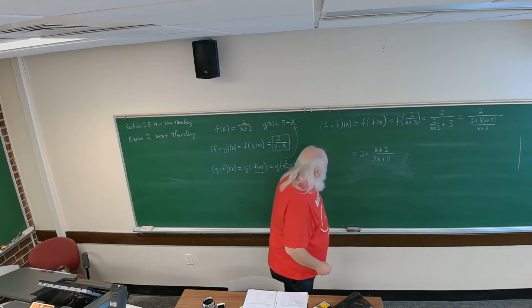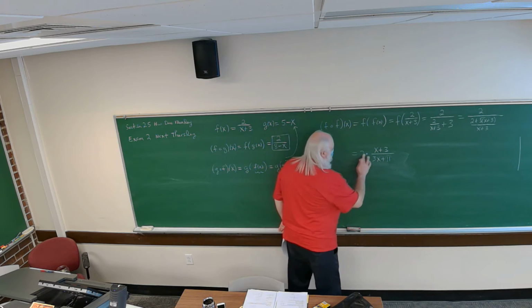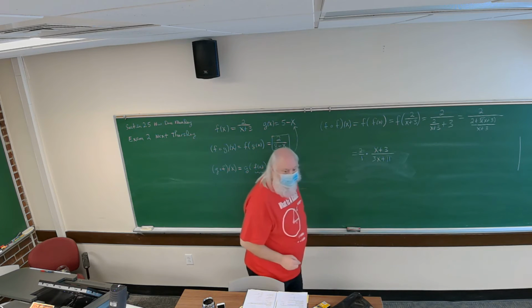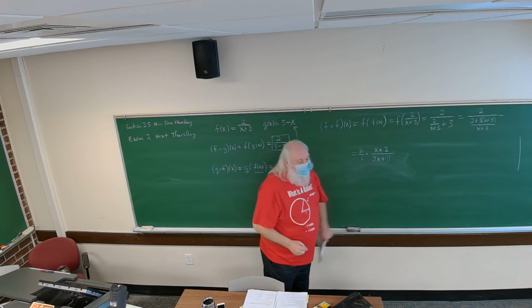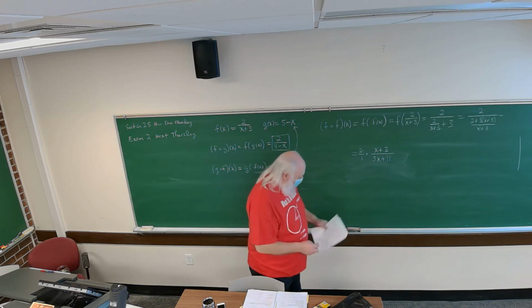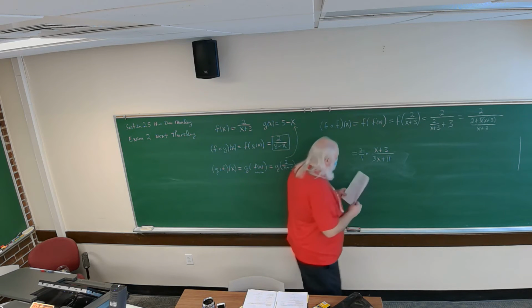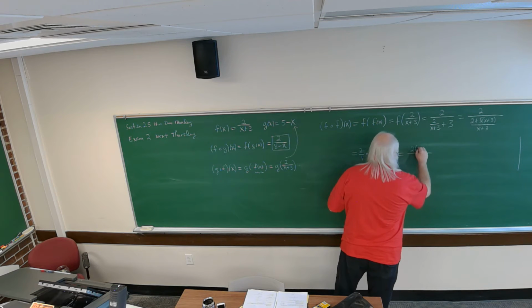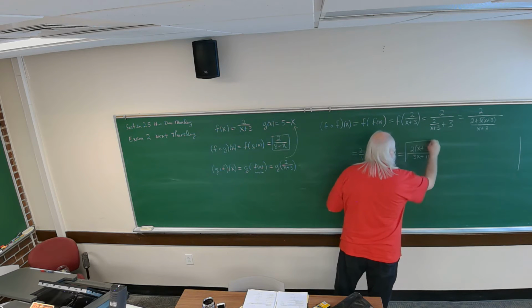Okay. So this 2, mind you, can be written as 2 over 1. So when you multiply 2 quotients, you just multiply straight across, and you end up with 2 times x plus 3 over 3x plus 11. Okay?